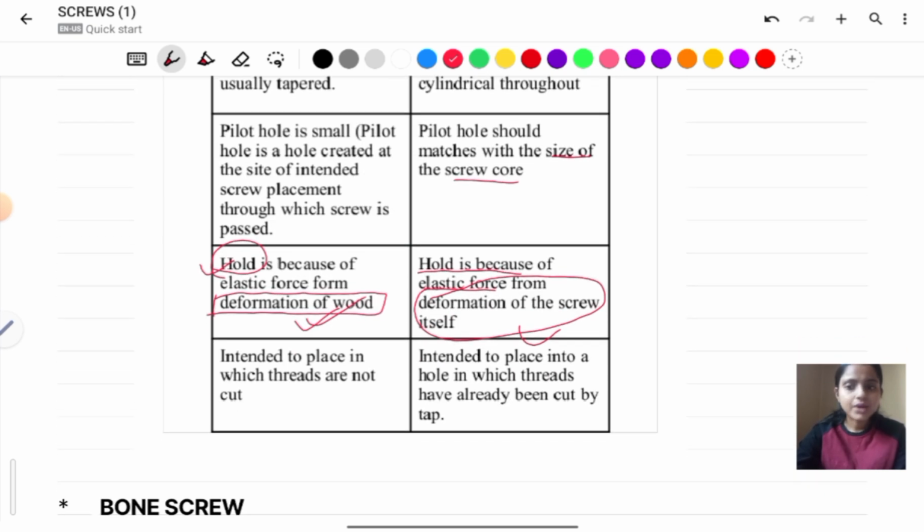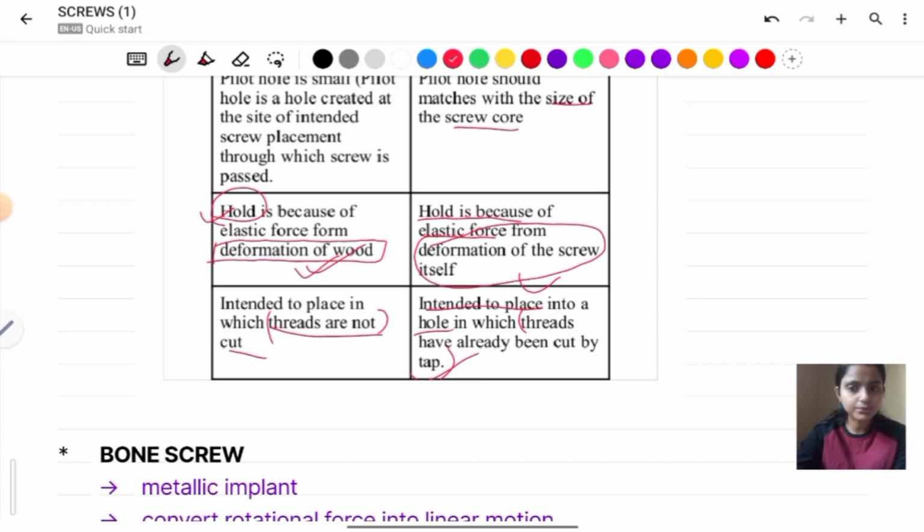The wooden screws are intended to be placed in a hole in which threads are not cut, but the machine screw is intended to be placed in a hole in which threads have already been cut by a tap. As the wooden screw is used in wood, threads are not cut.